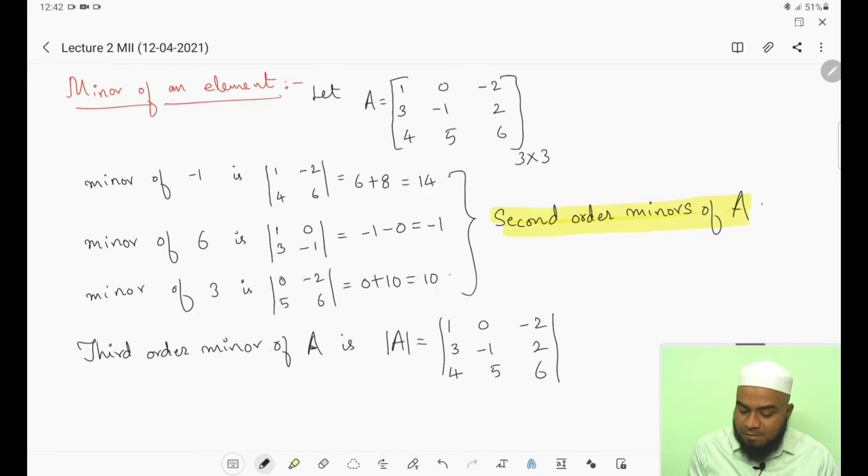6. If we simplify this determinant, how to find the determinant of a 3 by 3 matrix? Already you have studied in intermediate. 1 into the minor of this, minus 1, 2, 5, 6. Then 0 into, you remove this row and this column, then 3, 2, 4, 6. Then minus 2 into, you remove this column and this row, then 3, minus 1, 4, 5. Right? AD minus BC you have to perform. Already you know this. We don't need to discuss this. Finding determinant is already clear to you. So this is the third order minor.